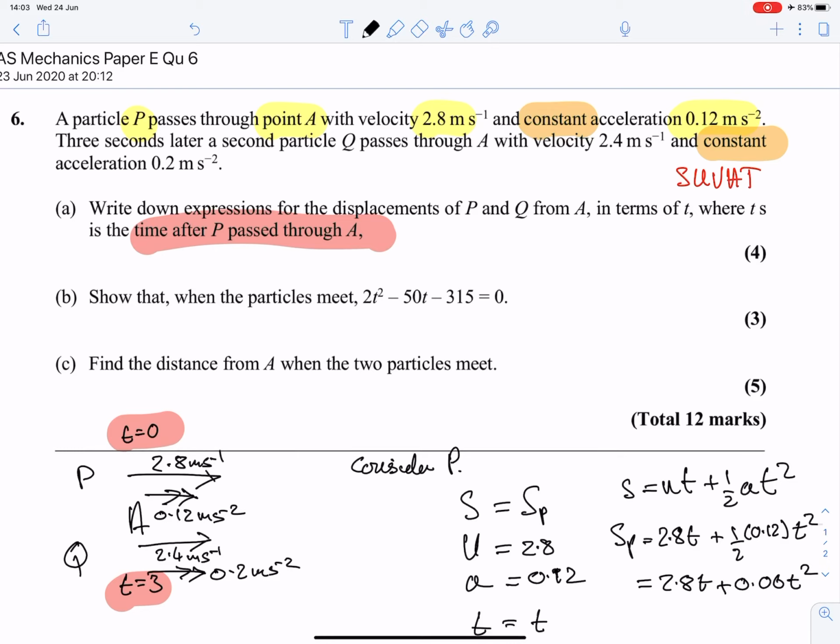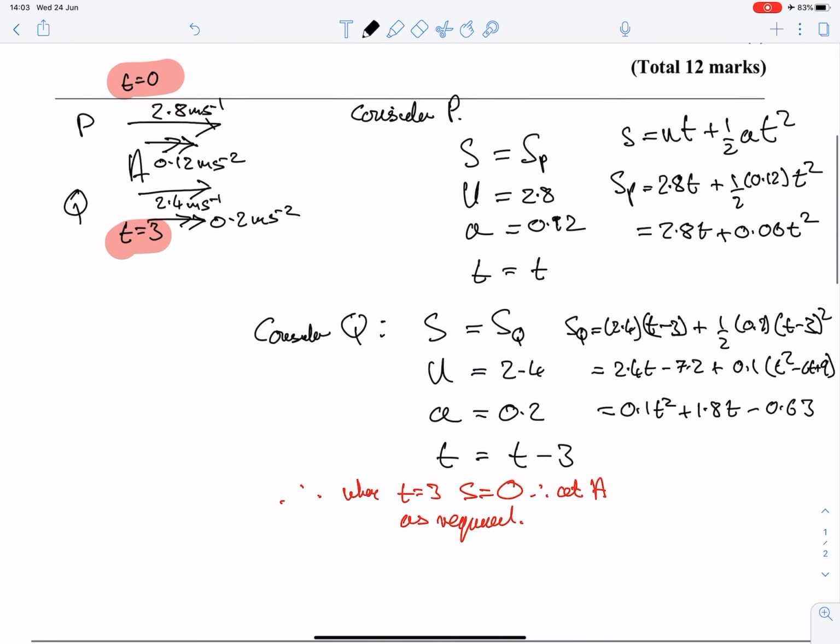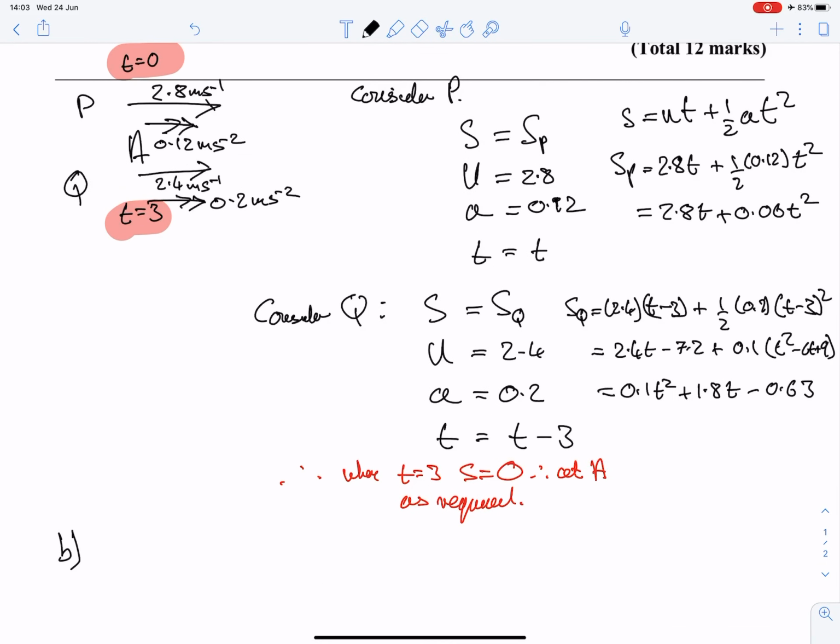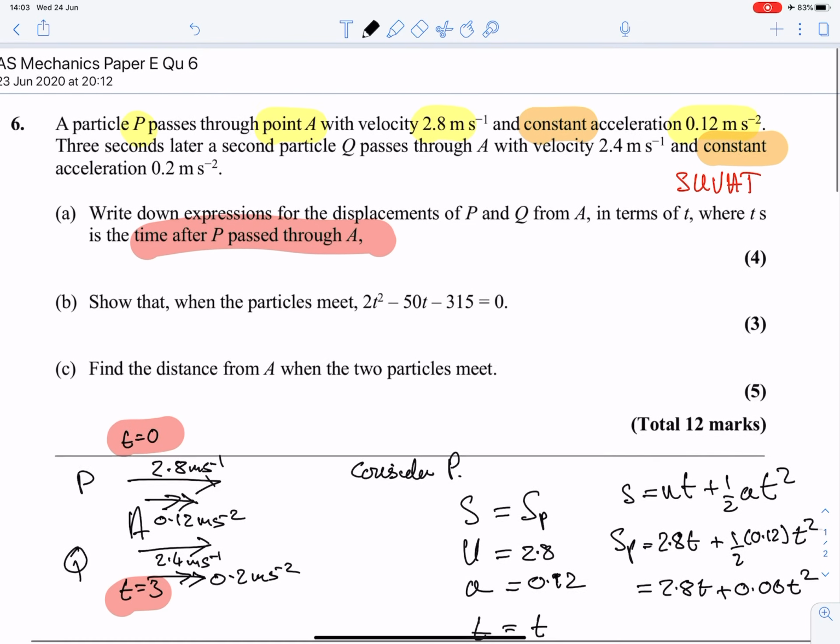Show that when the particles meet. So what's the condition for particles meeting? Part B. SP is equal to SQ. So we've got 2.8T plus 0.06T squared equals 0.1T squared plus 1.8T minus 0.63. Well, we've only got whole numbers in our answer that we're aiming at.